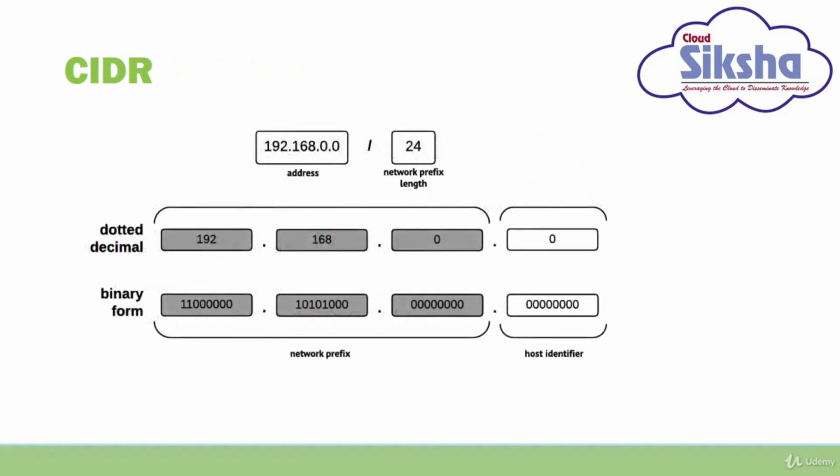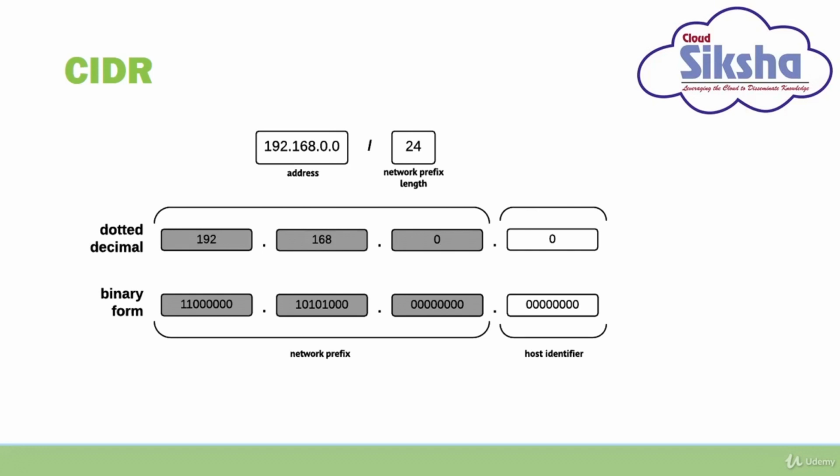Now, this explains the CIDR notation. The /24 we see, let's look at the /24. What does it say? /24 says that your network prefix, we saw about network prefix earlier, is of 24-bit length.